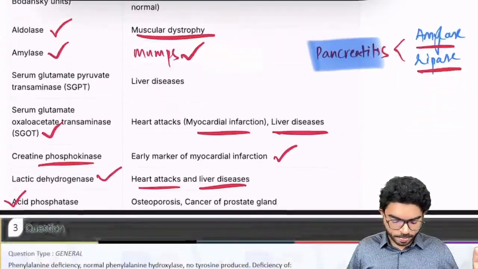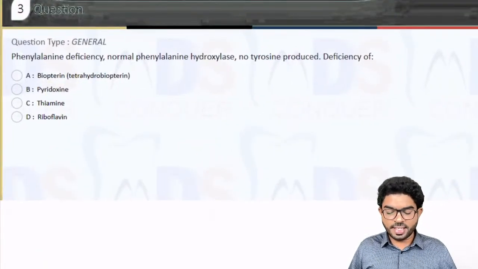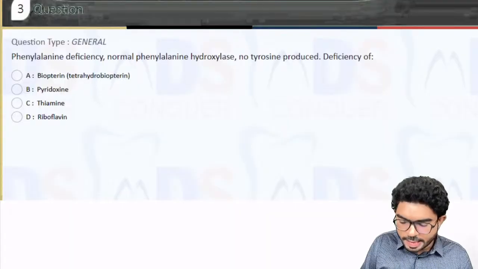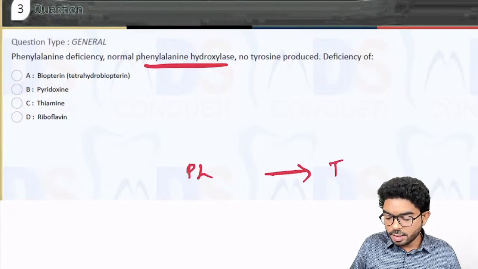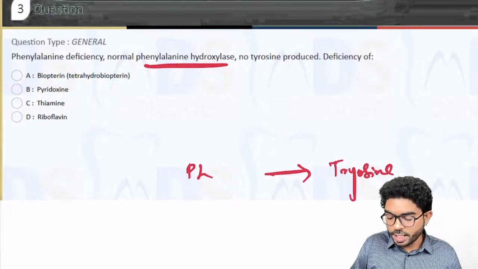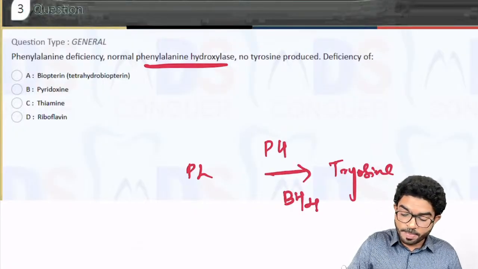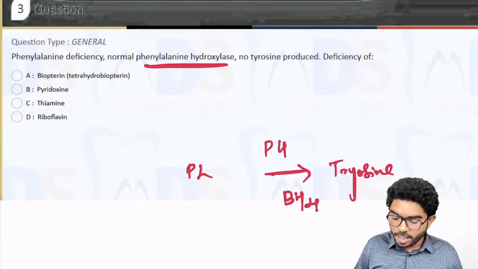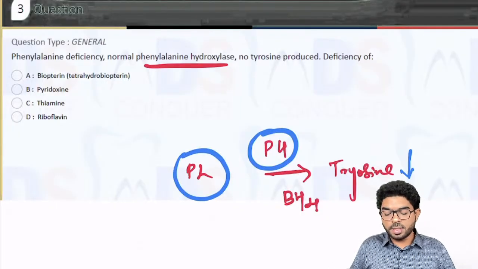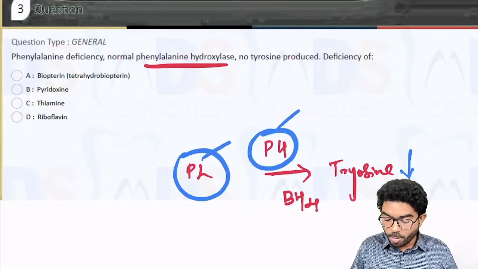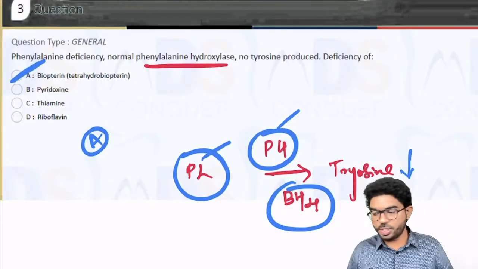Okay, so then comes question number 3, again moving around the same concept. Phenylalanine deficiency. Phenylalanine hydroxylase is normal. We told you phenylalanine is converted into tyrosine in the presence of BH4 and in the presence of phenylalanine hydroxylase. Now it is clearly mentioned in this question that your hydroxylase is normal. It is working normally, but this is reduced. So this is normal, this is normal, this is reduced. So the problem can be with BH4. We have discussed BH4 in the previous slides. The answer is option A. I'm moving ahead.